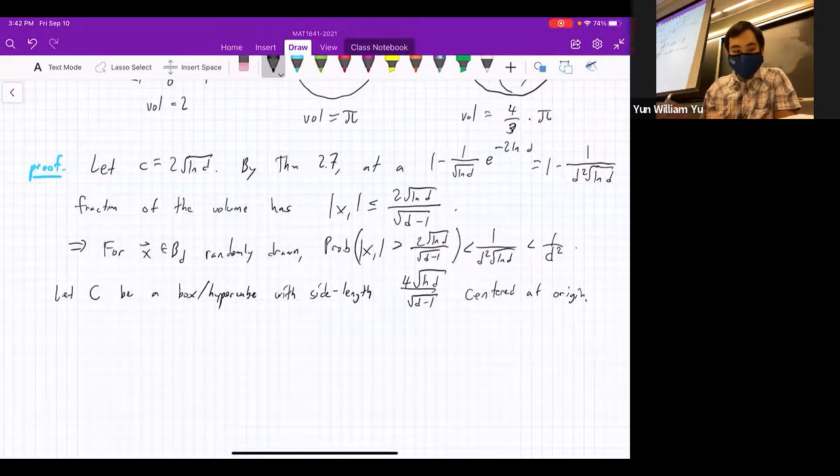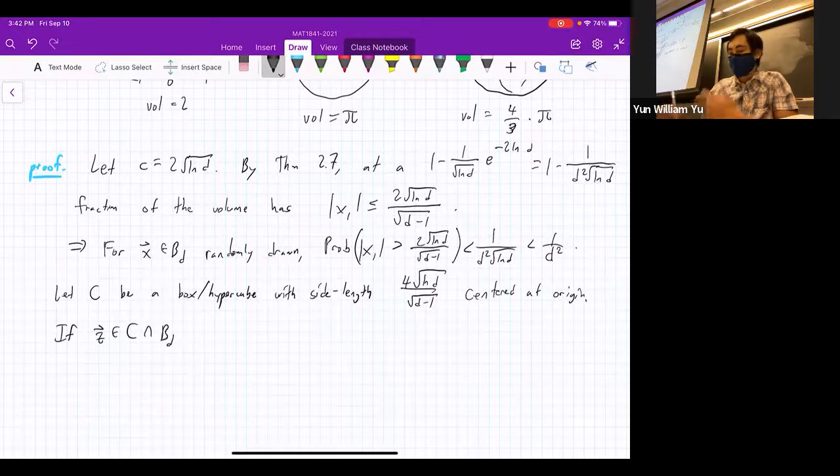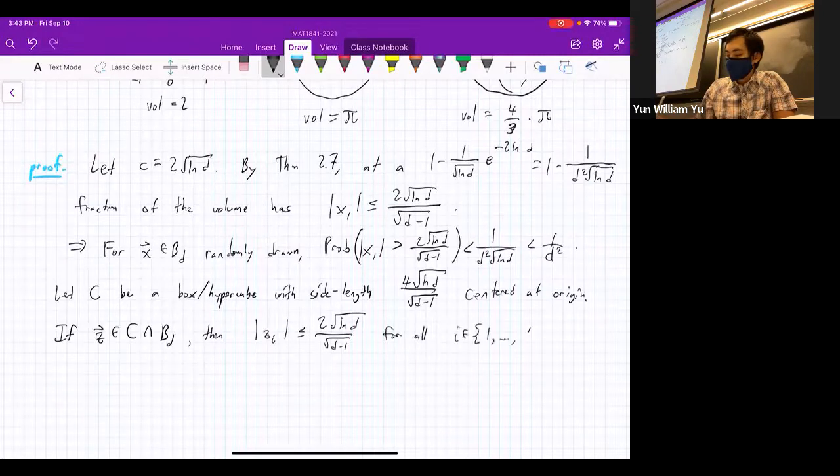So, if we have some other point, let's call it Z, which is in the intersection of C and B, so that box as well as our original ball, then Z sub i is going to be less than or equal to 2 times log d over square root of d minus 1 for all i in 1 through d.